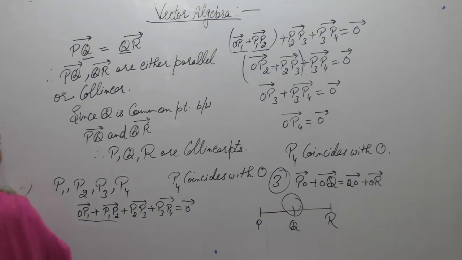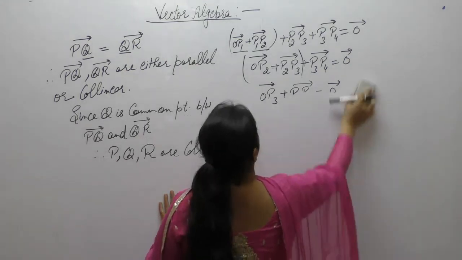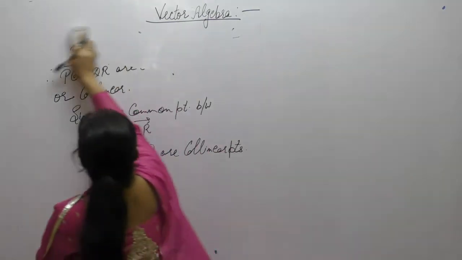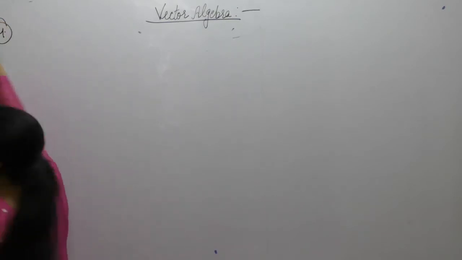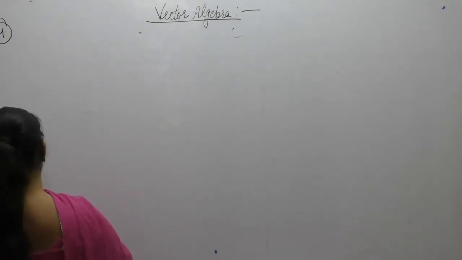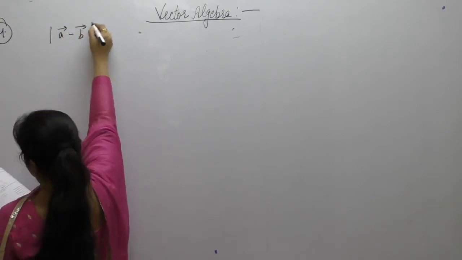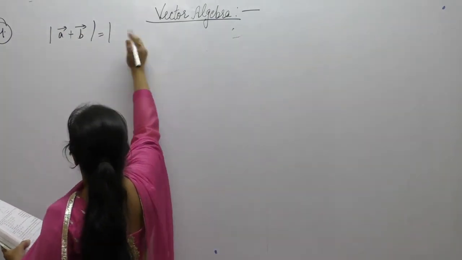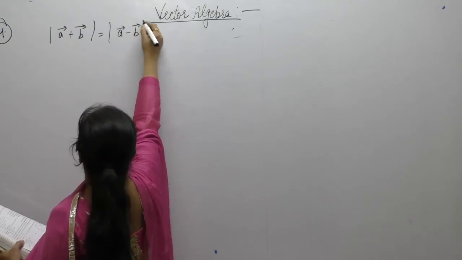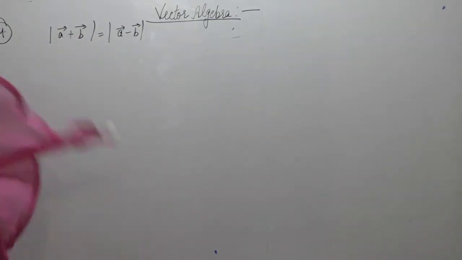Now the next one. Question number 4. If A vector and B vector are any two vectors, then give the geometrical interpretation of the relation modulus of A vector plus B vector is equal to modulus of A vector minus B vector.